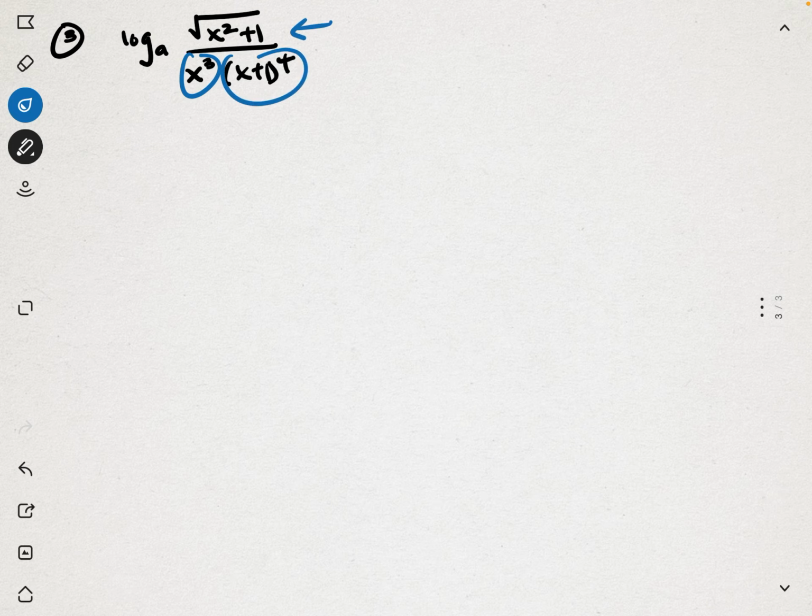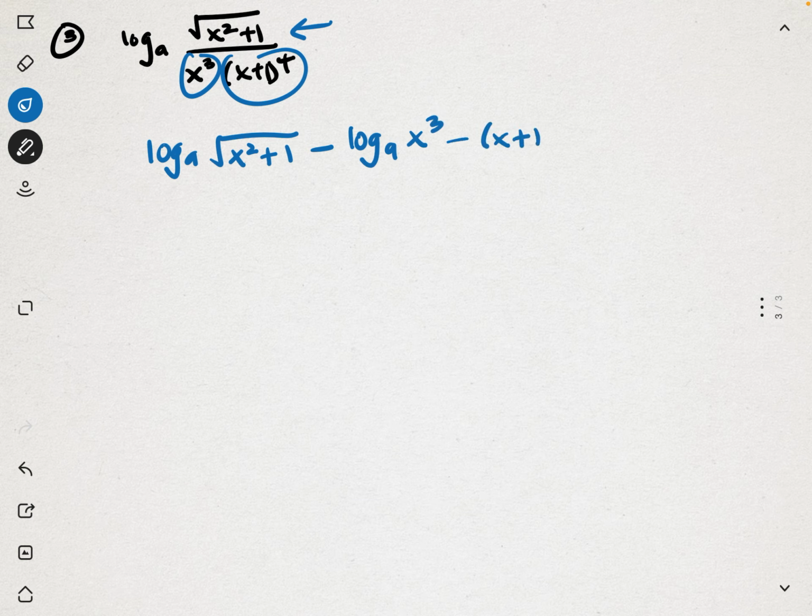So let's go ahead and apply the same thinking again. We're going to write the first thing, log base a of the top. And then because x cubed is in the denominator, we're going to subtract log base a of x cubed. And then we have one more thing in the denominator, so we're subtracting that too. We have x plus 1. Oops, sorry, I forgot my log. Log base a of x plus 1 to the fourth.